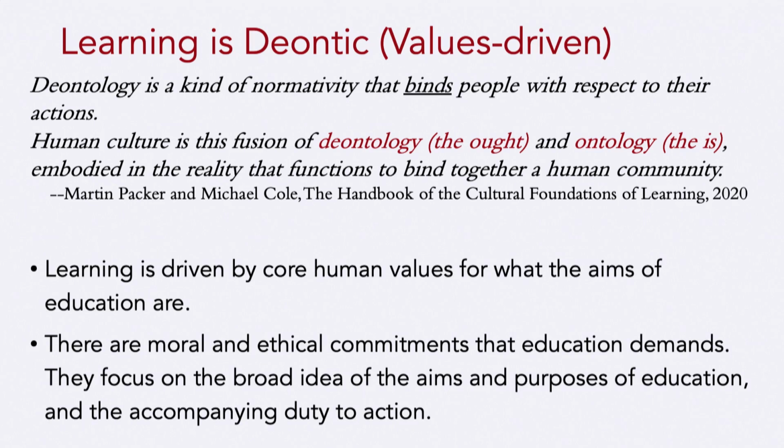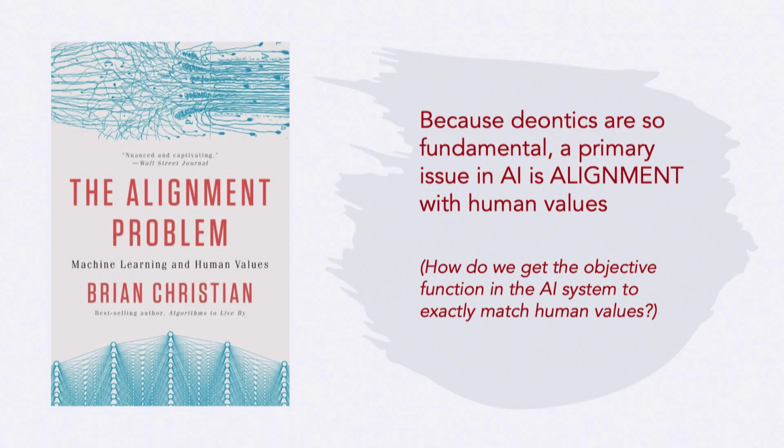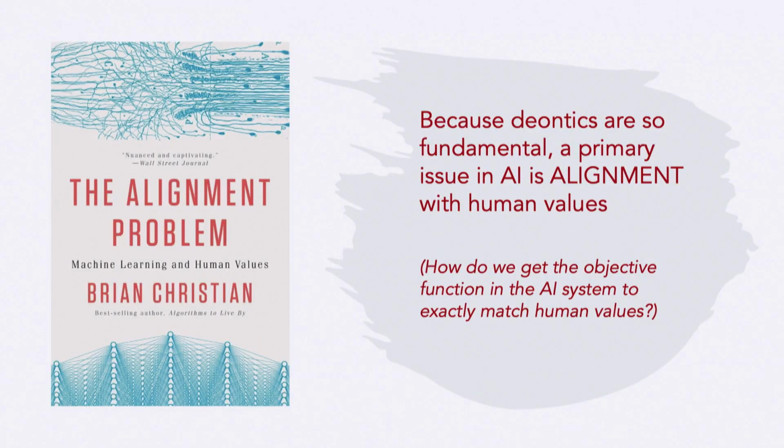And learning at its very core is driven by core human values for what the aims of education are. There are moral and ethical commitments that education demands. They focus on the broad idea of the aims and purposes of education and the accompanying duty to action. Basically, deontic logic is the logic of ethics. And because deontics are so fundamental, a primary issue in AI is alignment with human values.